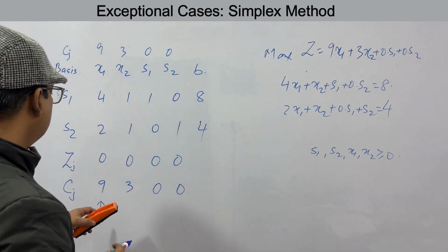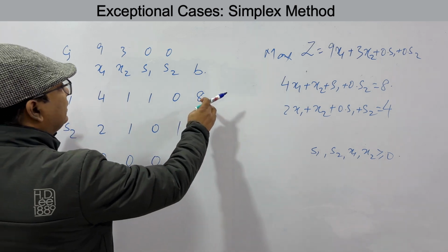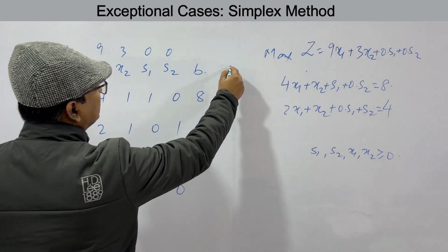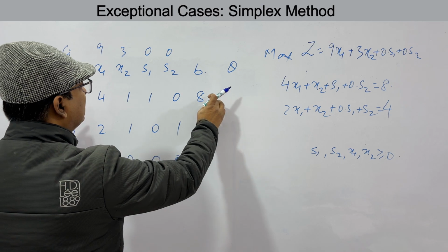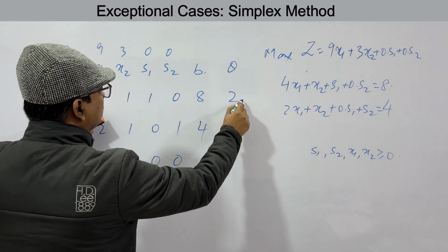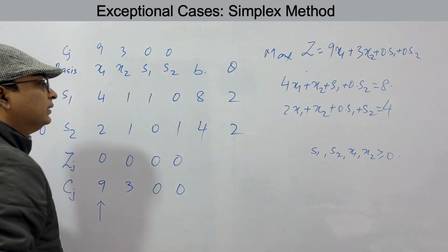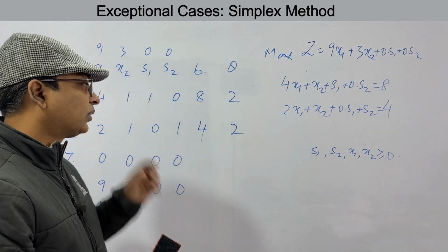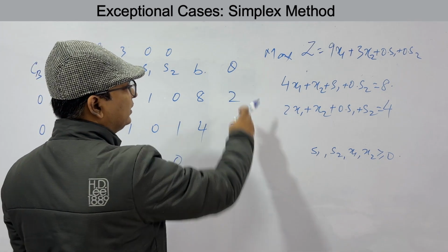We'll have to see which is our key row. See how we find the key row. Now first of all we'll take theta. So how we find theta? Theta is b by coefficient of the first column. So 8 by 4, this is 2. 4 by 2, this is 2. See, this is the issue that we were talking of, that we get the same ratio. Then which one to decide?